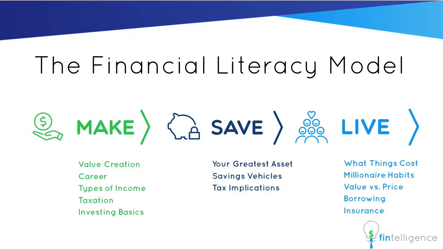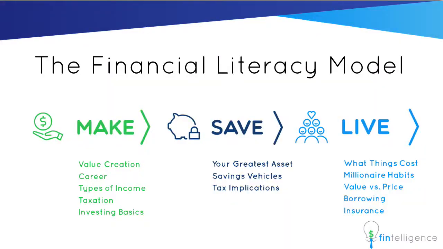Save has to do with really the greatest asset that we all have as savers. It has to do with the savings vehicles that I've talked about, the tax-advantaged savings vehicles. And living, of course, has to do with spending money. You know, how millionaires spend their money. The concept of value versus price in terms of spending money, borrowing money, credit cards, mortgages, lines of credit, as well as insurance and protecting your family. So those are the components of live. And so through the entire financial literacy model, I hope to cover everything that I think we need to know in personal finance in order to create a wealthy life.